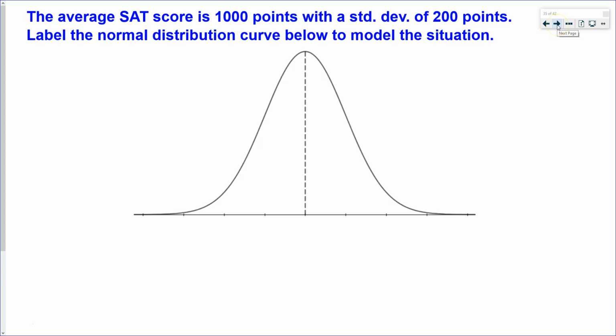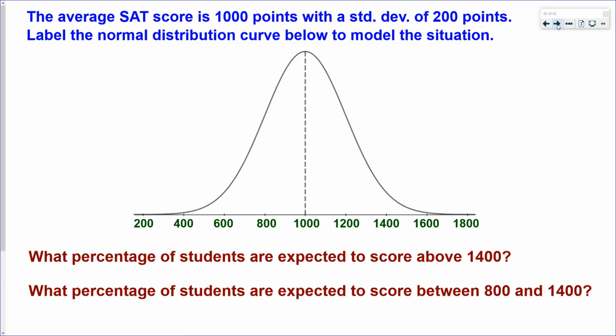Here's an even more stripped down version talking about the SAT. The average SAT score is 1,000 points with a standard deviation of 200 points. Label the normal distribution curve, and then we'll answer some questions about it. So if I know the average is 1,000, I'm going to put that right in the middle, and then I'm going to step to the right and to the left of it by a standard deviation of 200. So I label my axis just like that, and now it's set up in a way that I can answer questions about it.